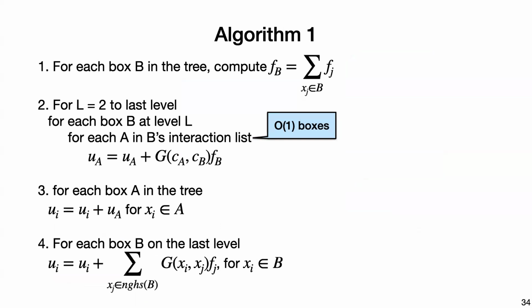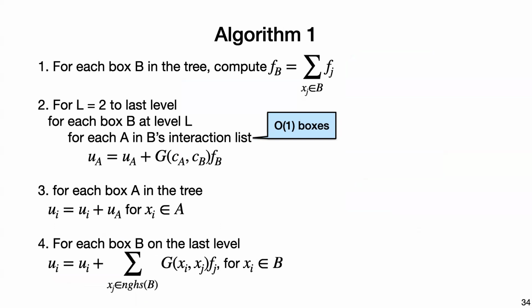So this is the high-level algorithm. For each box B in the tree, compute the aggregation F sub B, the sum of all the points in B of F sub J. This is the same thing that we were doing before, computing the center of mass and total mass in the quadtree.